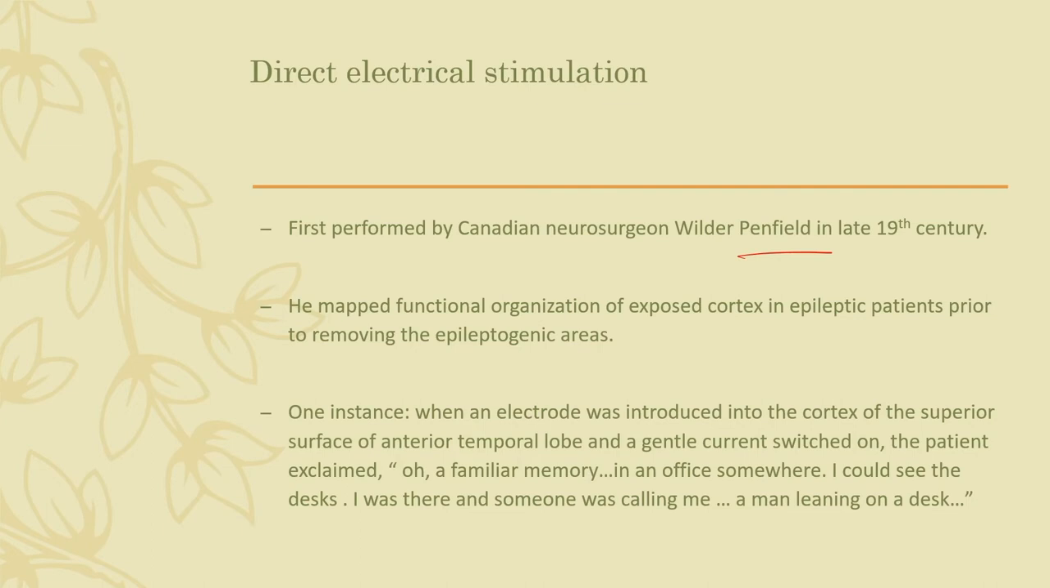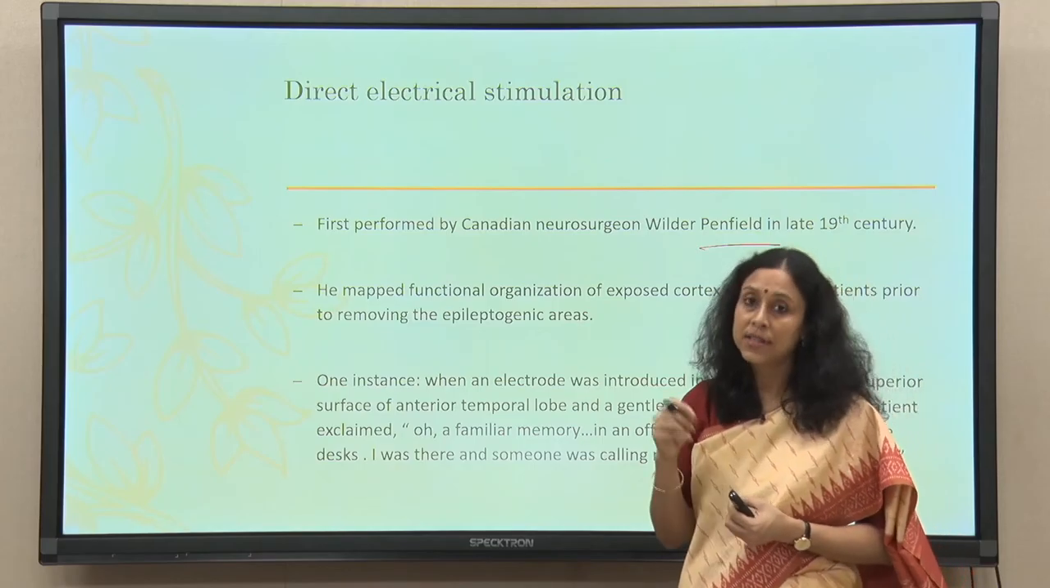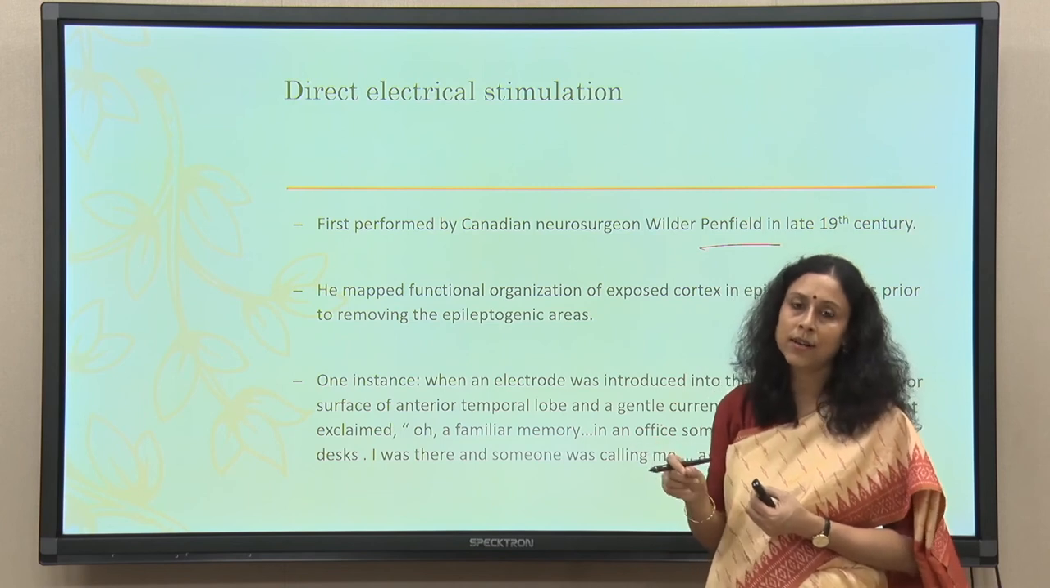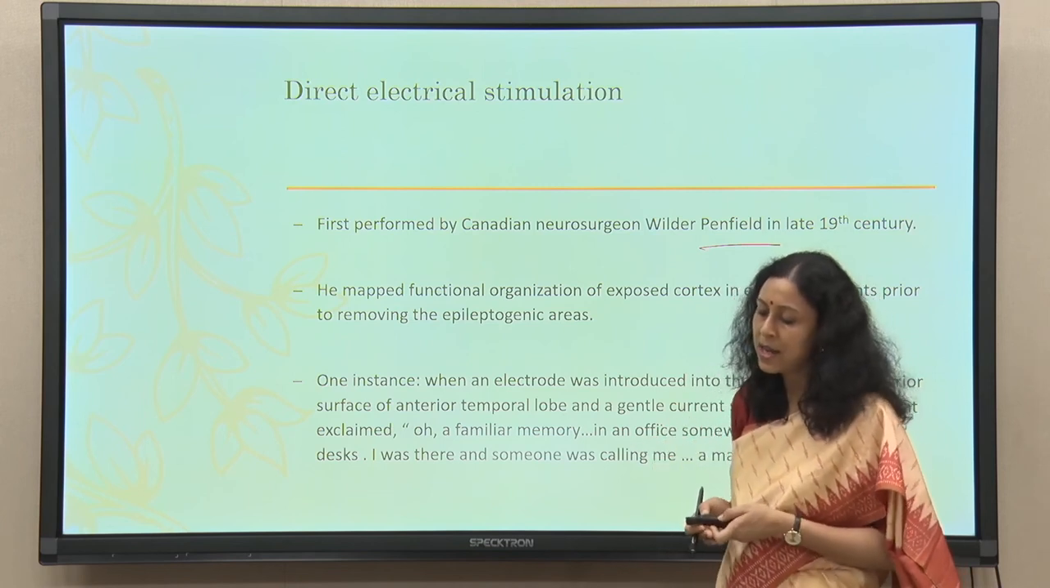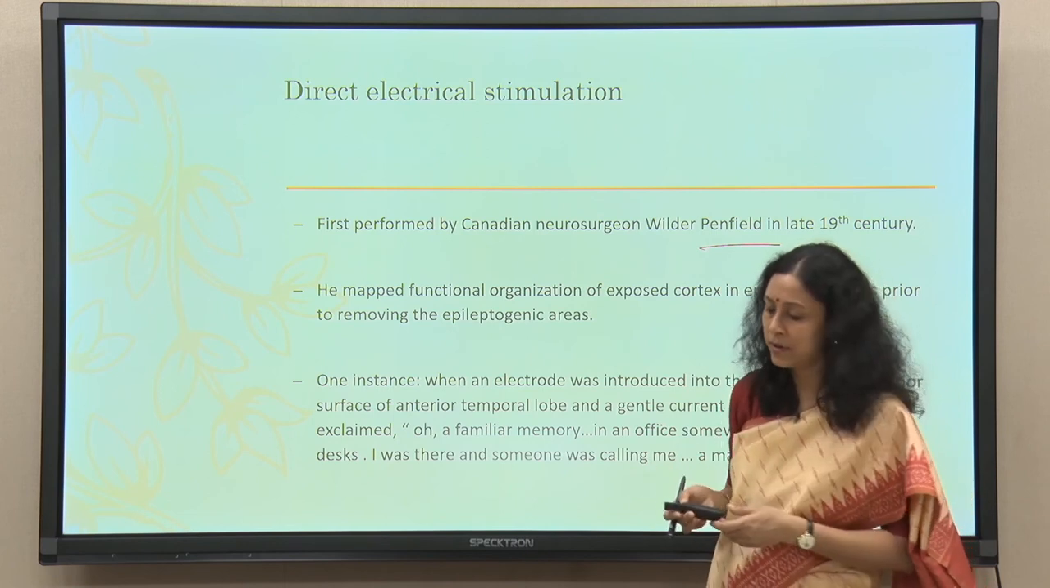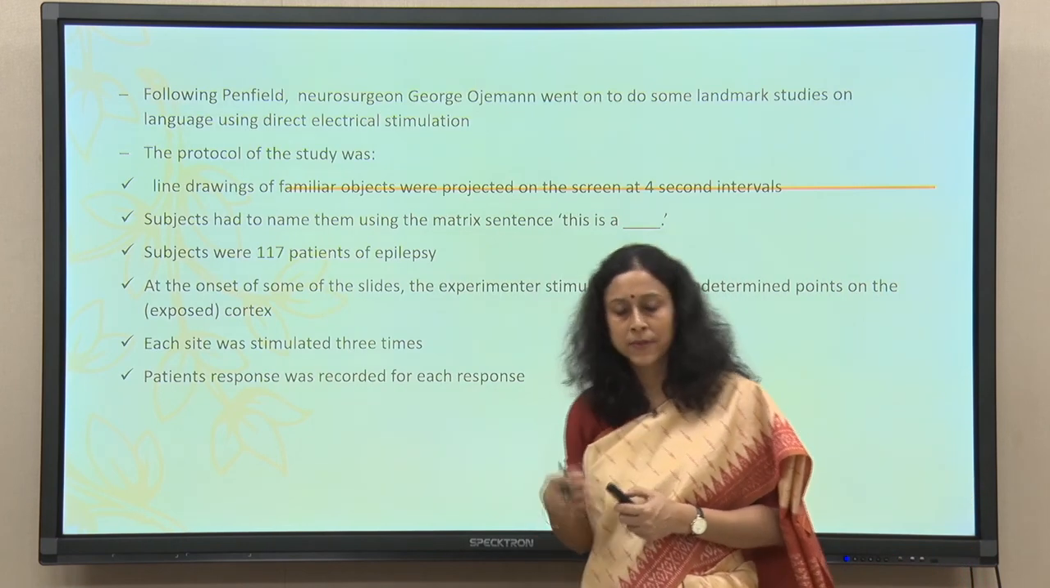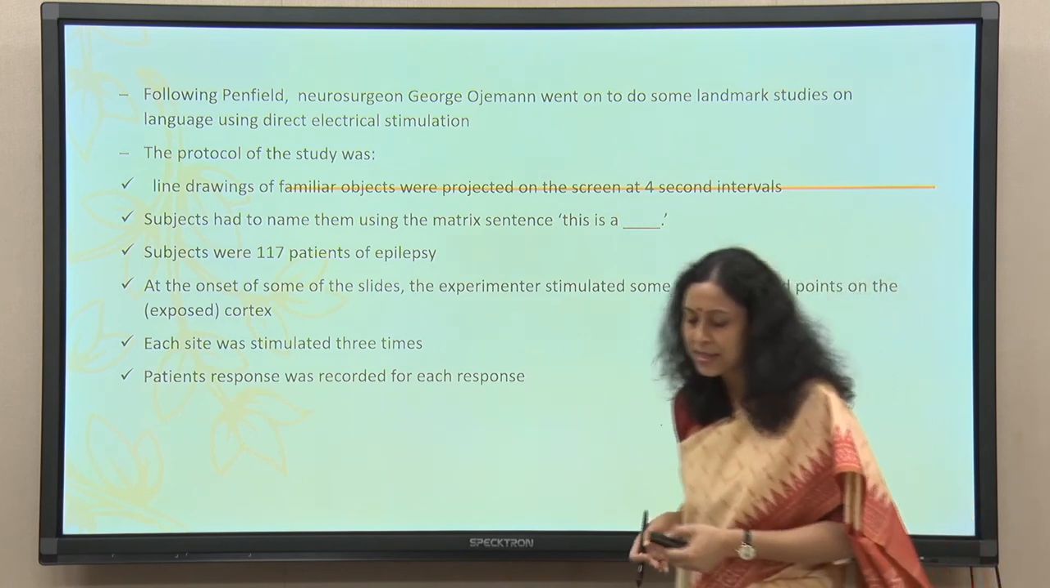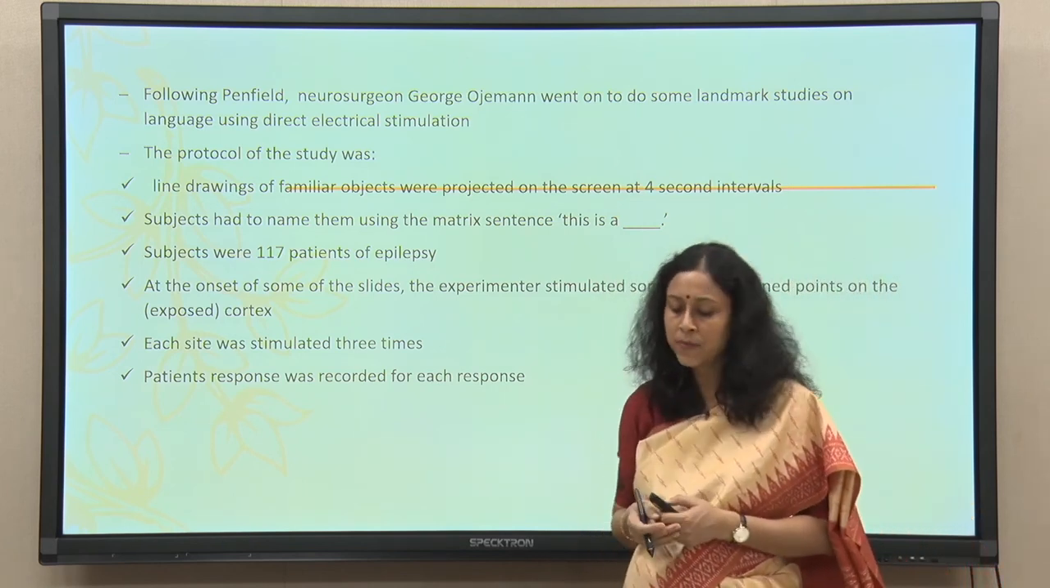On one instance, an electrode was introduced into the superior surface of a particular region of the temporal lobe, and a gentle current, of very low intensity, was switched on. The patient exclaimed, "Oh, a familiar memory in an office somewhere," and so on. So, when a particular brain region is stimulated by an external agent through current, the person suddenly activates a memory of a particular event that happened. This kind of research was going on during that time.